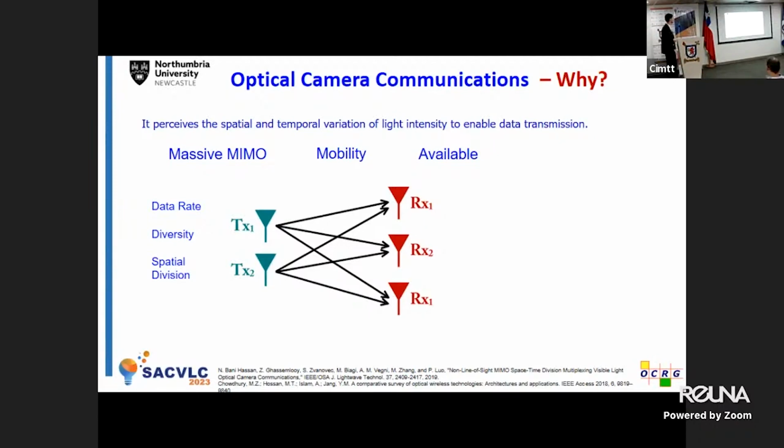So the use of cameras, a lot of people have used it. Yesterday we heard 2 presentations from Vicente about cameras and camera communication and the need for camera communication. Now we will go a little bit more in depth into that. So what does it offer us? A massive MIMO light source.